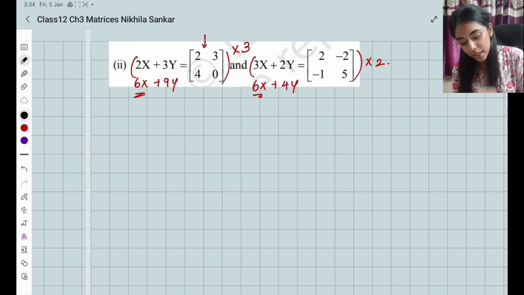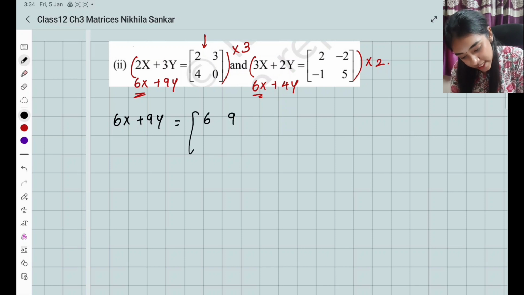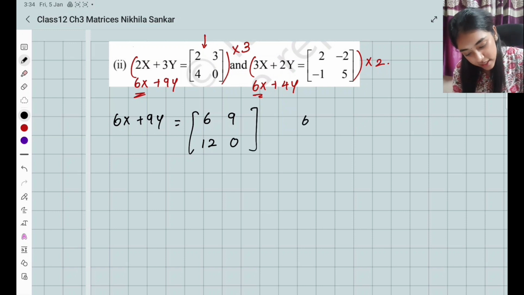On the right side, multiply by 3 as well, correct? So, let me write the equations first. I have 6x plus 9y equals, multiplying this side by 3: 3 2s are 6, 3 3s are 9, 3 4s are 12, 0. So, this is one equation. And what is the other equation? 6x plus 4y equals, multiplying by 2: 2 2s are 4, minus 4, 2 1s are minus 2, 5 2s are 10.